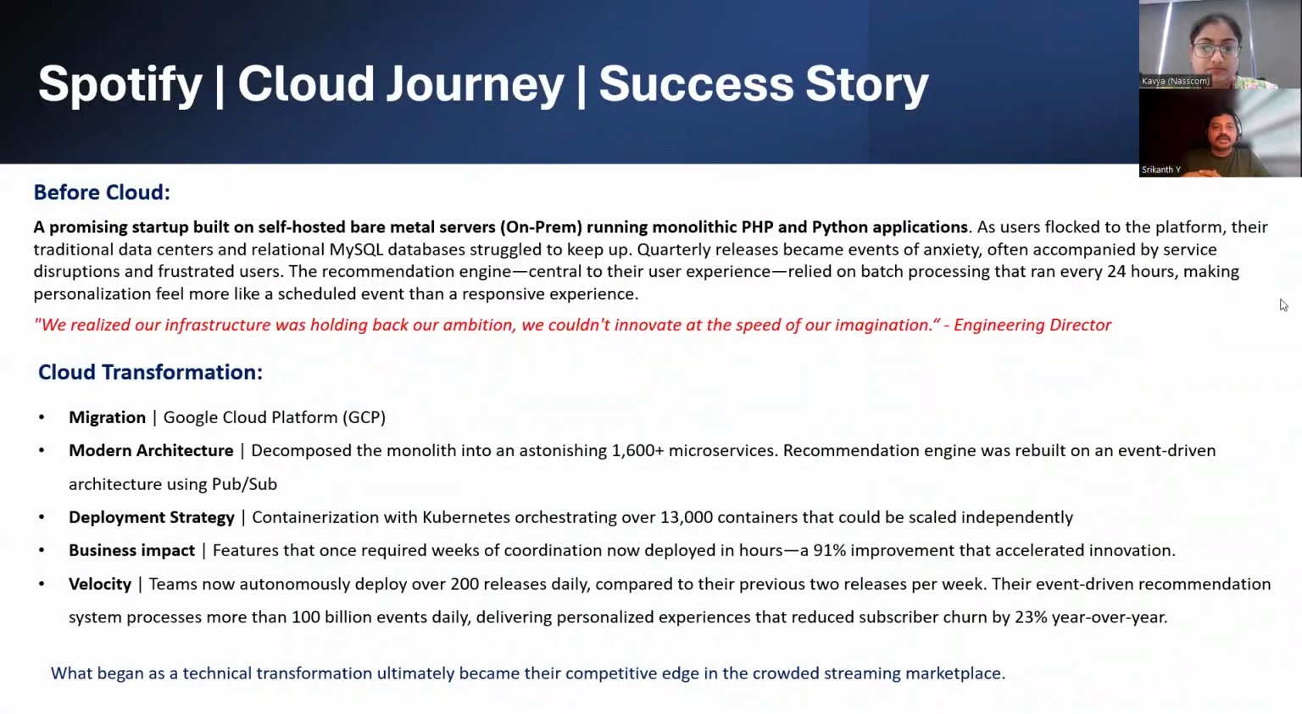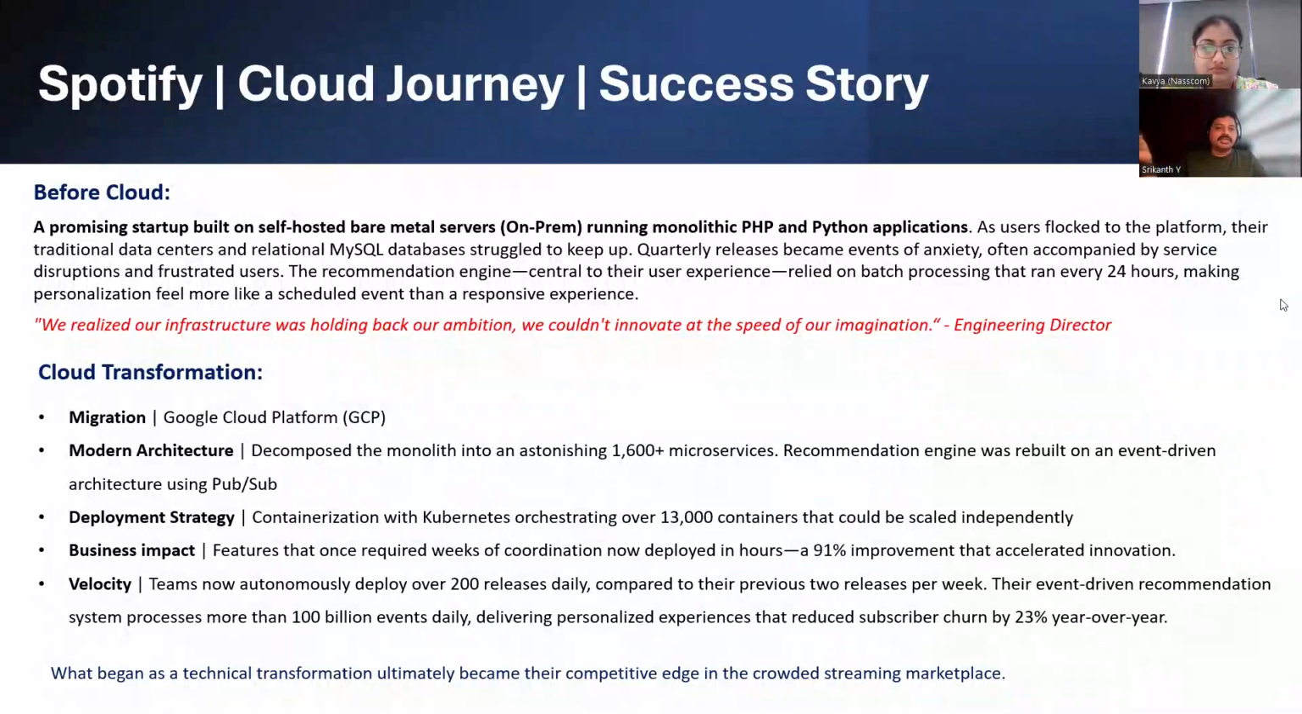Velocity: how the teams can run faster and do deployments. Now they are able to autonomously deploy over 200 releases daily, which is not possible for many organizations, including ours. We get to a point where we have to schedule some of them on a daily or weekly basis. But organizations like Spotify have solved that problem for their teams. They can run so fast, and compared to one or two releases earlier, 200 releases per day is a game changer for them.